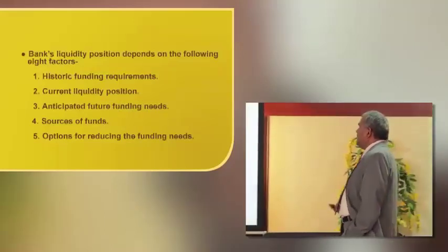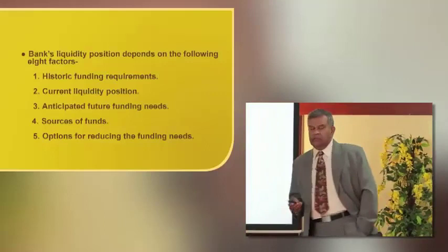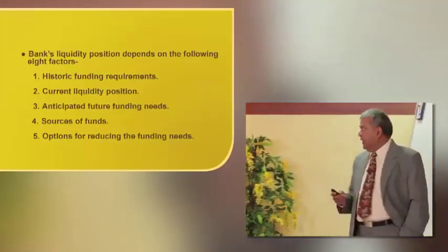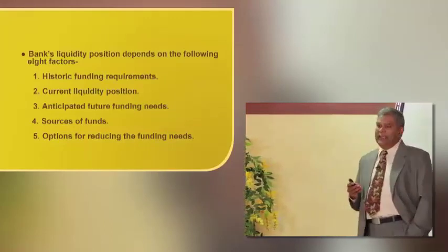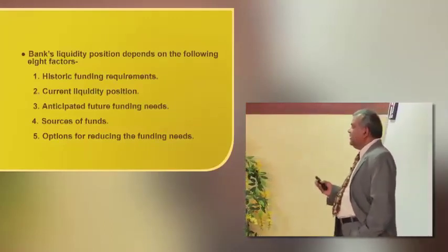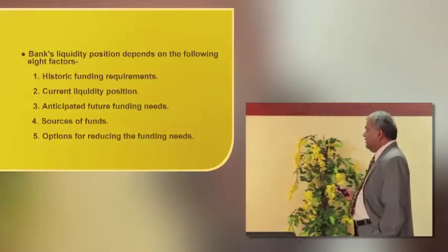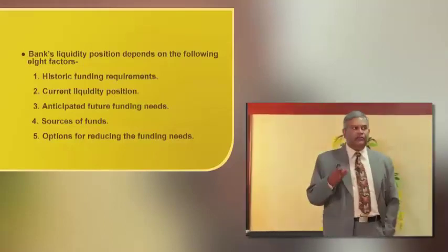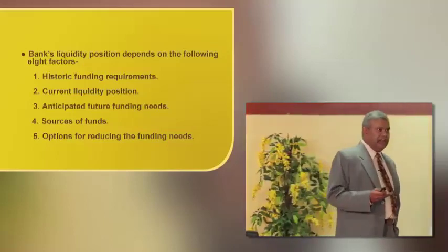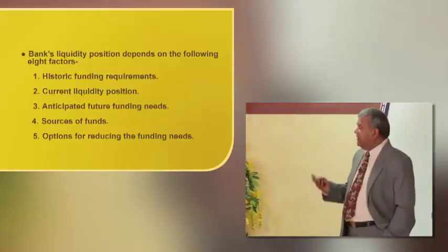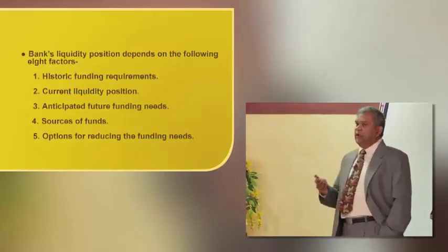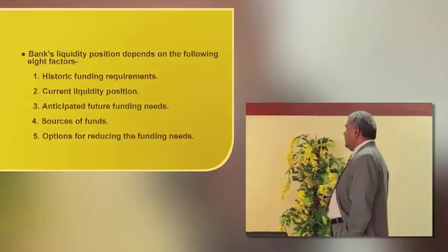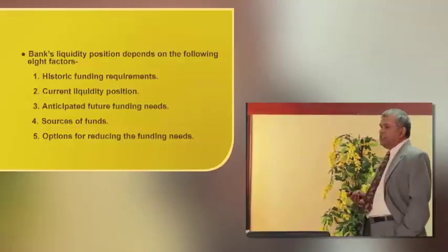A bank's liquidity position depends on the following 8 factors. What are the 8 factors that affect the liquidity position? 1. Historic funding requirements. This is based on the discipline of the bank. If the bank is run on very well-defined discipline, they always forecast all the cash flows, keep sufficient liquidity, and they will not have any history of default. So when they don't have a history of default, their rating in the market goes up. So, historic funding requirement.